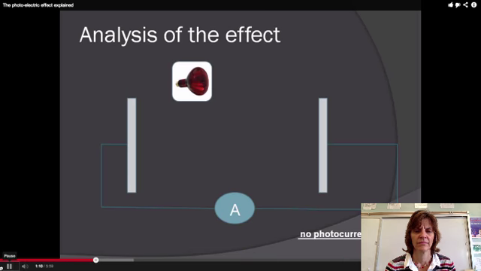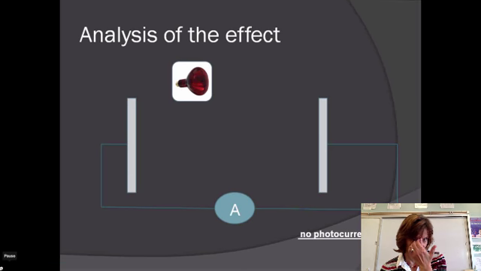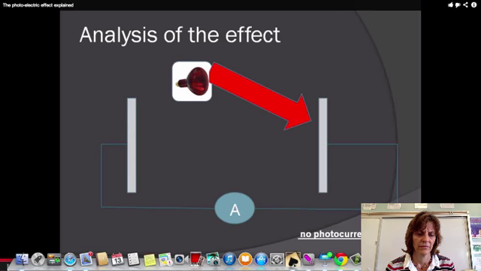It was found that the photocurrent flowed when ultraviolet light was shone on the metal, but not when red light was shone on the metal. This was observed no matter how intense the beam of red light was. This suggests that the light is made up of particles which have an energy that depends on the frequency of the light.